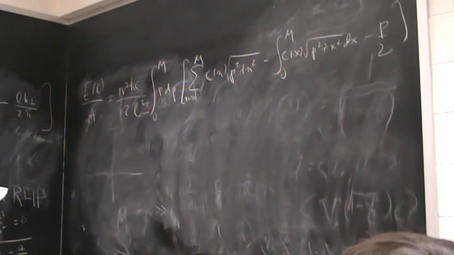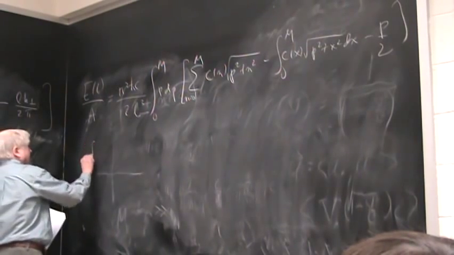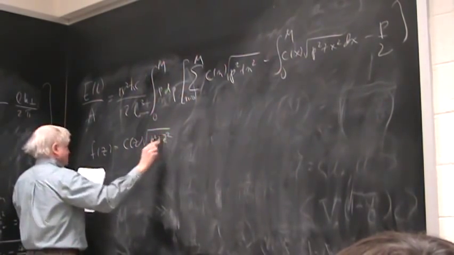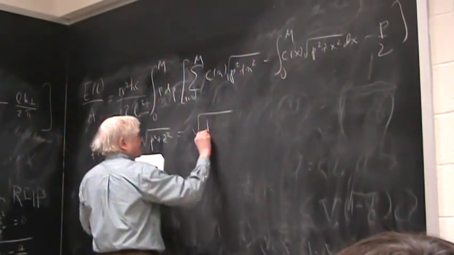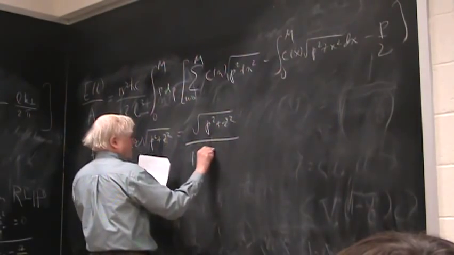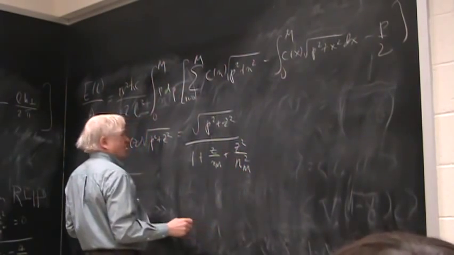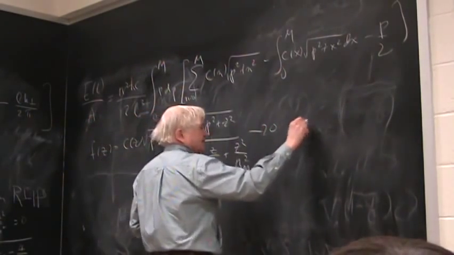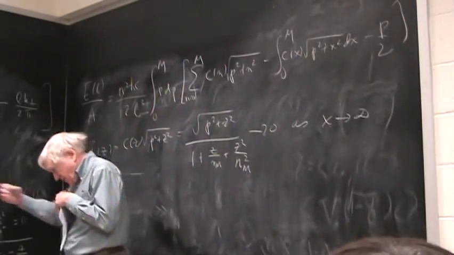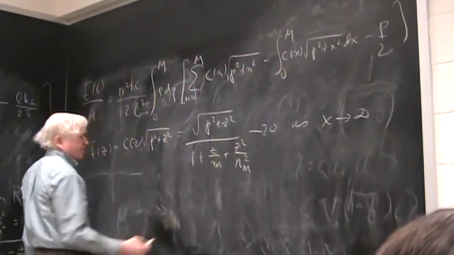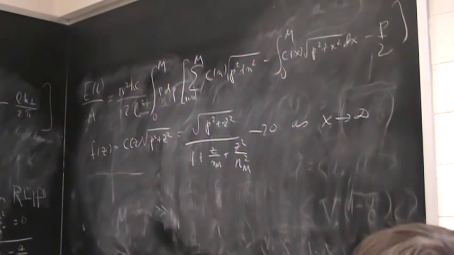All right, and now this function f of z that we're using then is c of z, square root of p squared plus z squared, divided by 1 plus z over n sub n plus z squared over n sub n squared. So clearly, this goes to zero as x goes to infinity. That is to say, as the real part of z goes to infinity, that goes to zero. And it goes to zero as basically 1 over x. There's this x squared here, and it's just an x in the numerator.